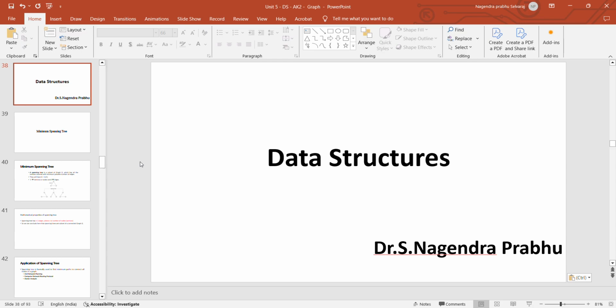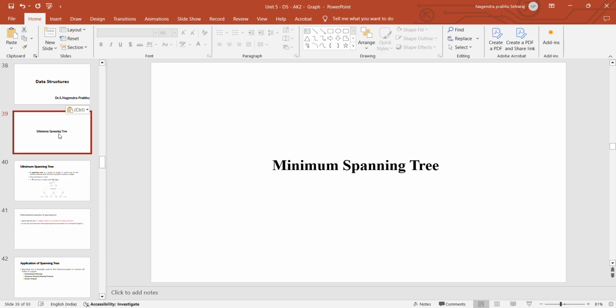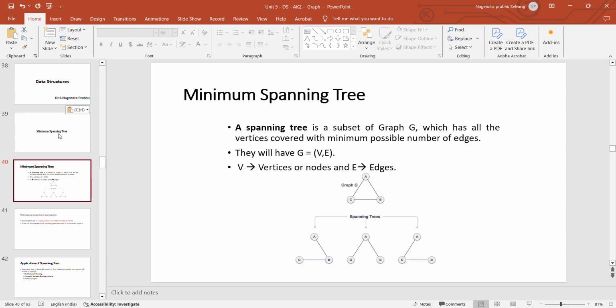Hi all, today we are going to see the concept of minimum spanning tree. First we will see what is called spanning tree. A spanning tree is a subset of the graph G which has all the vertices covered with the minimum possible number of edges. Now you can see here a triangle shaped graph. So A, B, C, totally 3 vertices are covered with 3 edges.